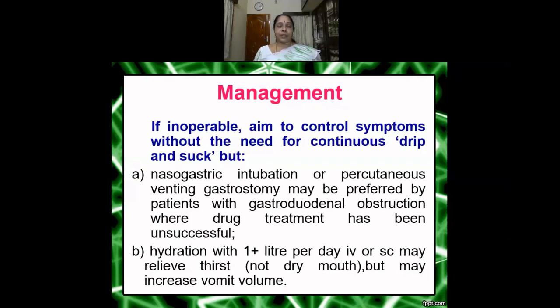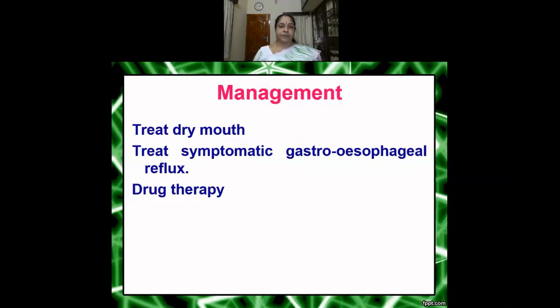Hydration. Hydration is the amount of water. Hydration with 1+ liter per day, IV, that is intravenous or subcutaneous, may relieve the thirst of the patient, and also it will avoid the dry mouth, but may increase the vomit volume. So there are several things which we have to take into account while treating intestinal obstruction. Treat dry mouth because the patient is not able to consume liquids or fluids frequently. Treat the dry mouth. Treat the symptomatic gastroesophageal reflux. So the contents of the stomach coming into the esophagus, and drug therapy can be done for such patients.